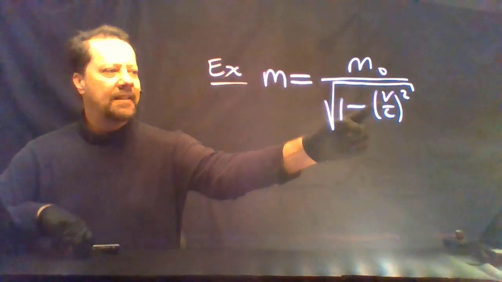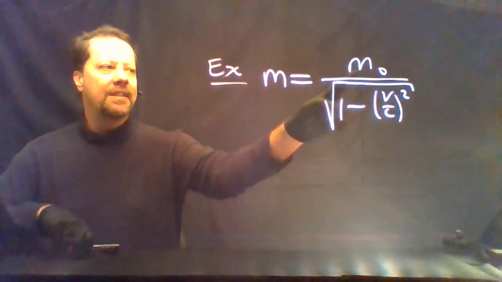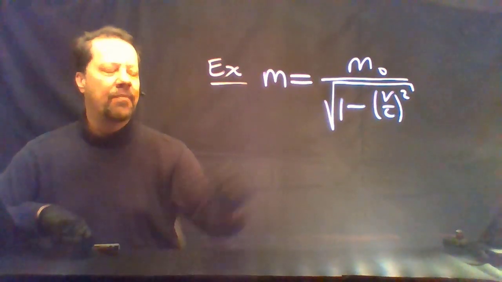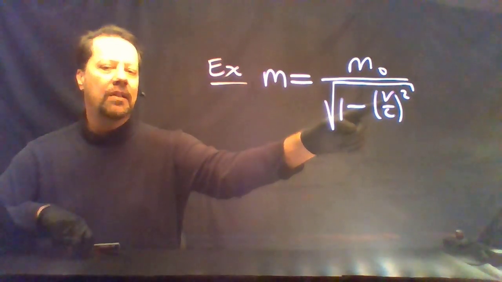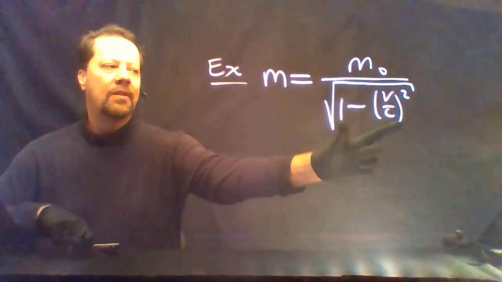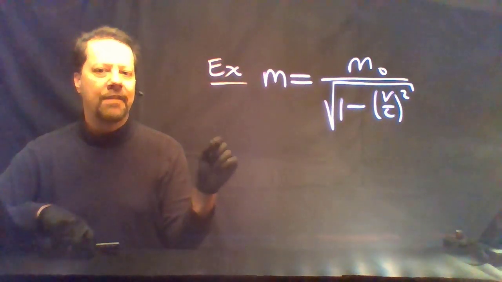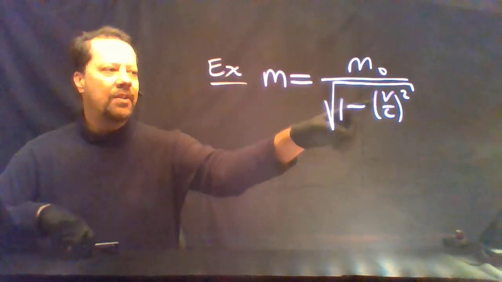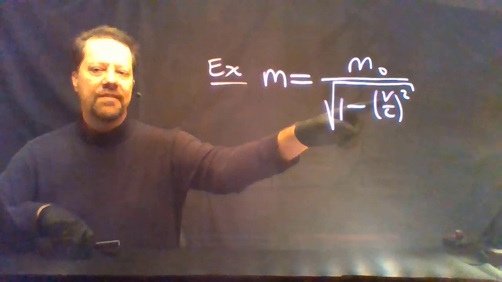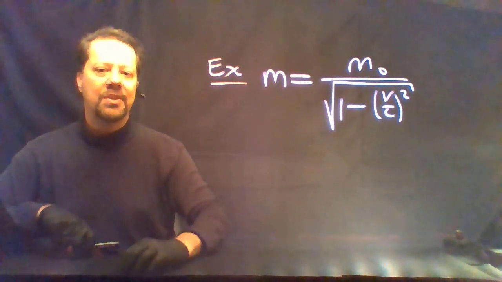Notice, however, that if v is equal to 0, the mass of the object is equal to the rest mass. As v gets closer and closer to the speed of light, this ratio gets closer and closer to 1, which makes the denominator closer and closer to 0, which means very, very small. You can see that in the limit, as v tends to the speed of light, the relativistic mass approaches infinity.